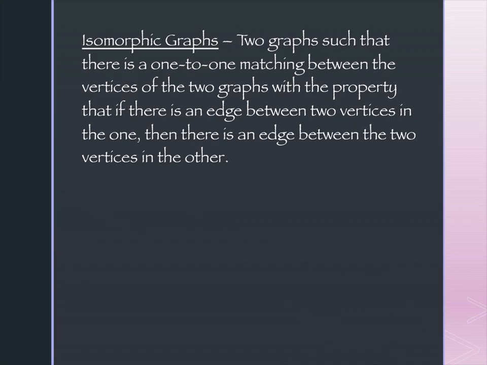All right, now we have a real good math word. This shows up in lots of upper level math courses. The word is isomorphic. It sounds really difficult. It's a very mathy word. Okay, isomorphic. Isomorphic graphs specifically. These are 2 graphs such that there is a 1-to-1 matching between the vertices of the 2 graphs, with the property that if there is an edge between 2 vertices of the one, then there is an edge between the 2 corresponding vertices of the other.